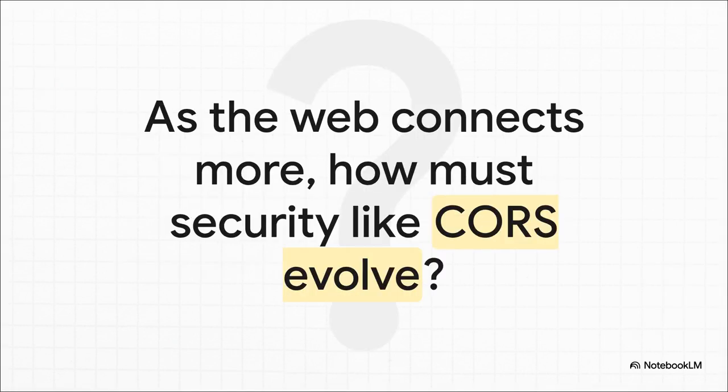And that leaves us with one final thought to chew on. CORS is a pretty brilliant solution for the web we have today. But as our digital world gets more and more connected, as data starts to flow in even more complex ways, it really makes you wonder, right? How will security models like CORS have to change and evolve to protect the web of tomorrow?